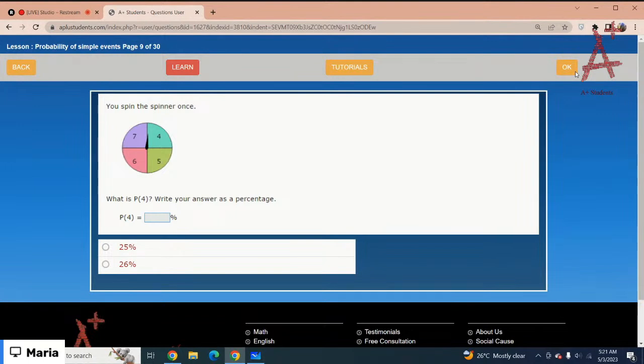Okay, the next one is you spin the spinner once. What is the probability of getting 4? The spinner has total 4 portions. Got it? And it would be a 25% chance that you get 4. Got it? Because you have total 4 portions. So it would be a 25% chance that it would land on 4. 25% is the correct option.